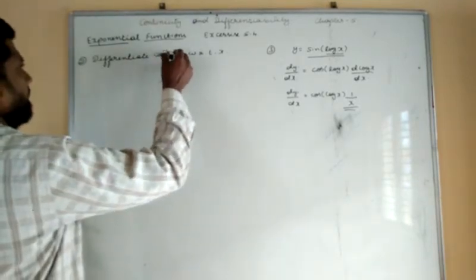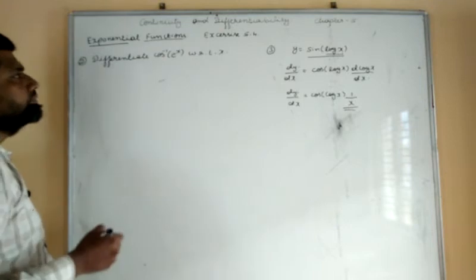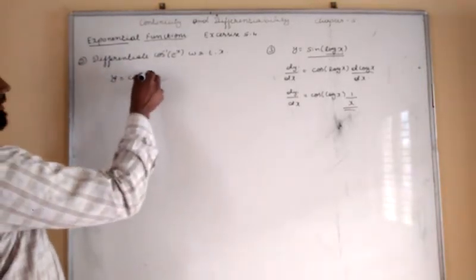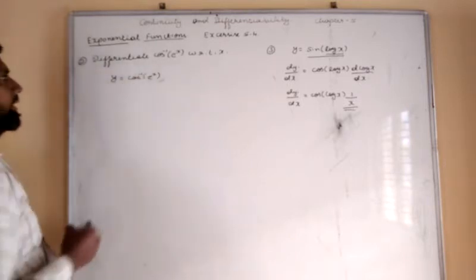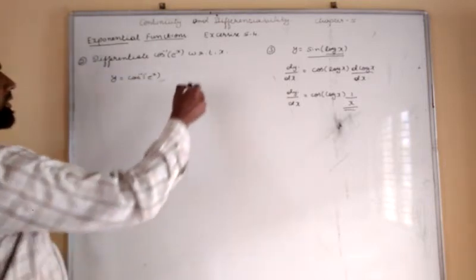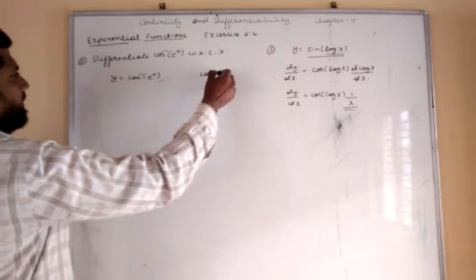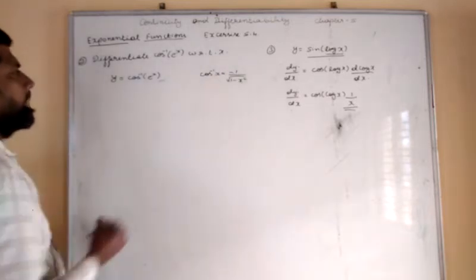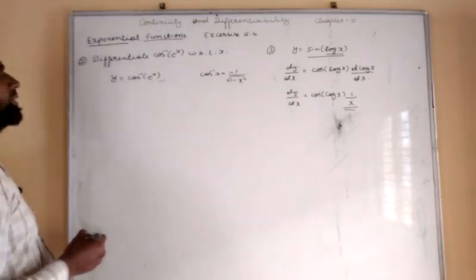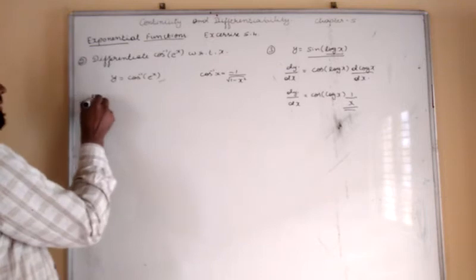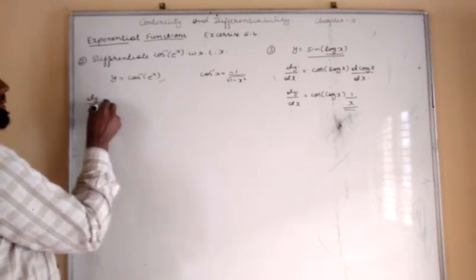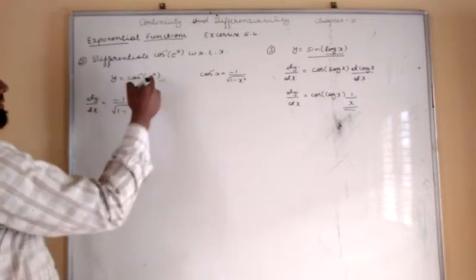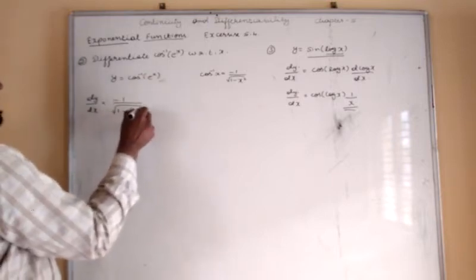Cos inverse of e to the power of x. So y is equal to cos inverse of e to the power of x. We know the formula for cos inverse x: it is minus 1 by square root of 1 minus x square. Okay, let us solve this problem directly. Chain rule. dy by dx, so apply the formula here, minus 1 by square root of 1 minus x square, with e to the power of x in the place of x.